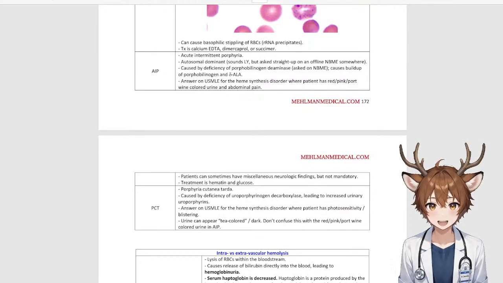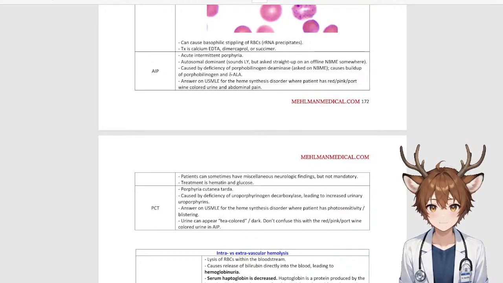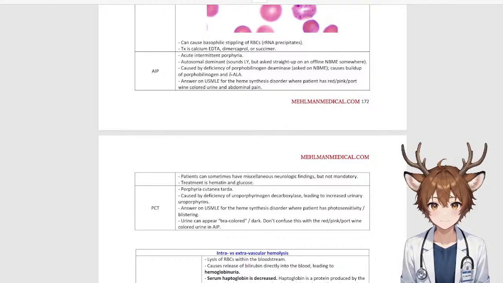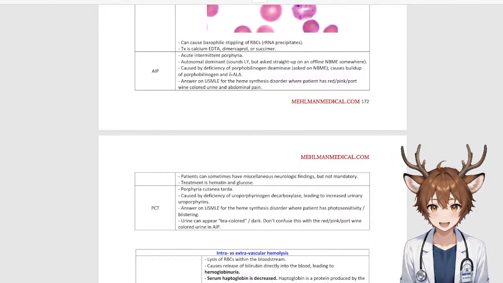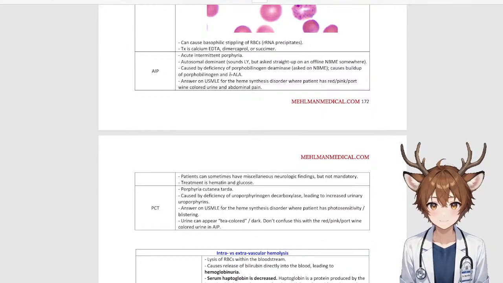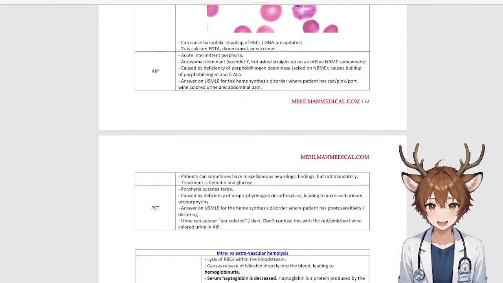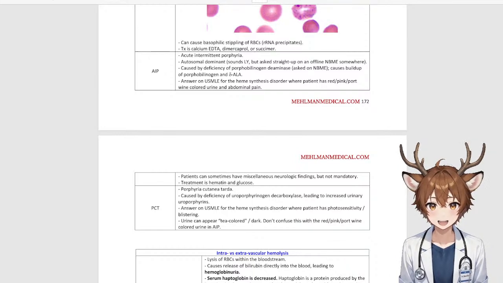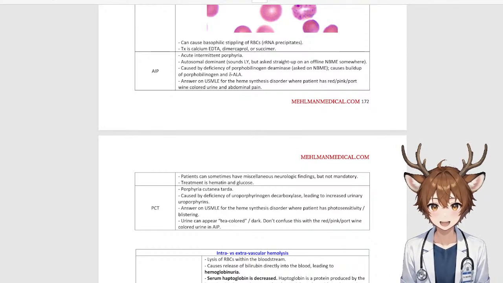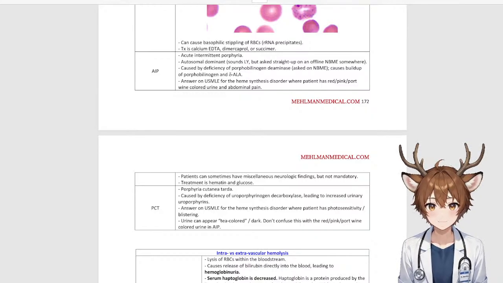Proximal convoluted tubule, wrong PCT. Porphyria cutanea tarda, caused by deficiency of uroporphyrinogen decarboxylase, leading to increased urinary uroporphyrins. Answer on USMLE for the heme synthesis disorder where the patient has photosensitivity/blistering. Urine can be tea-colored/dark. Don't confuse with the red-pink port wine urine in AIP.